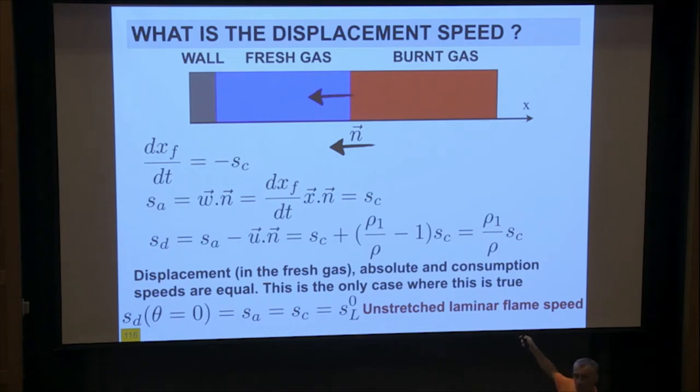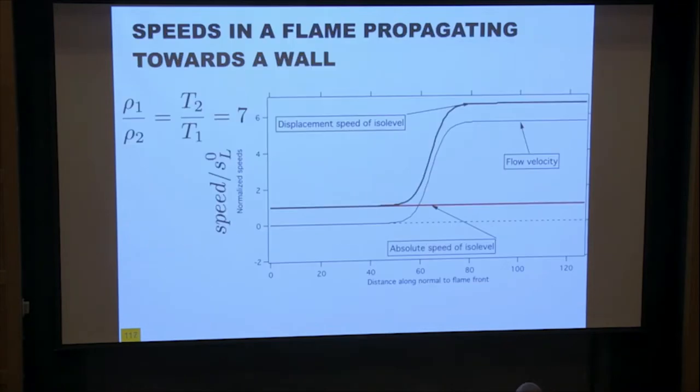It depends on rho, depends on where you are, and it's not equal to SC. So you see that the displacement speed in a case like this is absolutely not constant. And when you plot it, this is what you find. You see that the displacement speed is the black line. The absolute speed is constant. It's the one we computed. And you see that the displacement speed goes from 1 times SL0 to 6 times SL0.